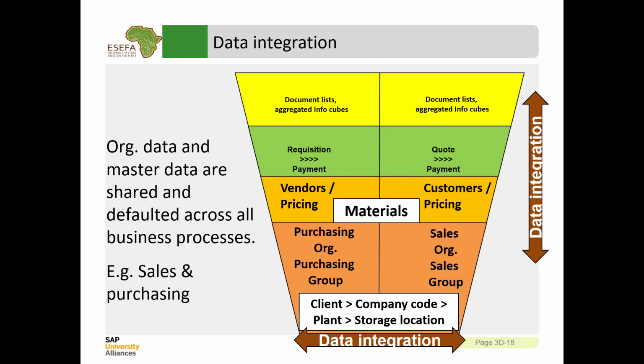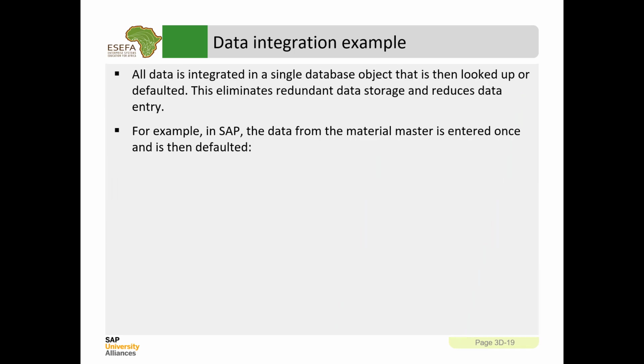You see the up and the down arrow of data integration. So it goes up, it also flows down. It flows across different levels between purchasing group and organization and sales group, between customer and vendor, you see, and all that. There is an interrelationship of data. So data is integrated in a single database. Object that has been looked up and has been taken to be default. This eliminates redundant data, as we said.